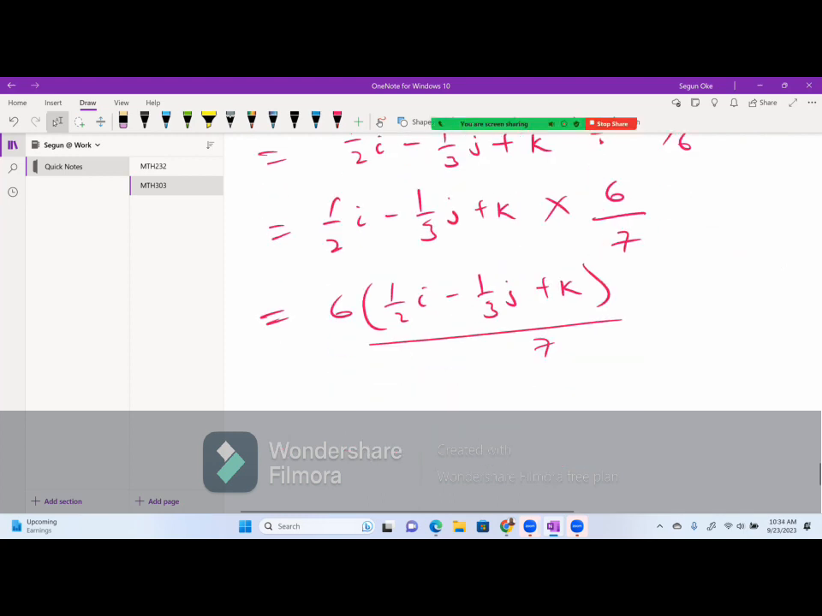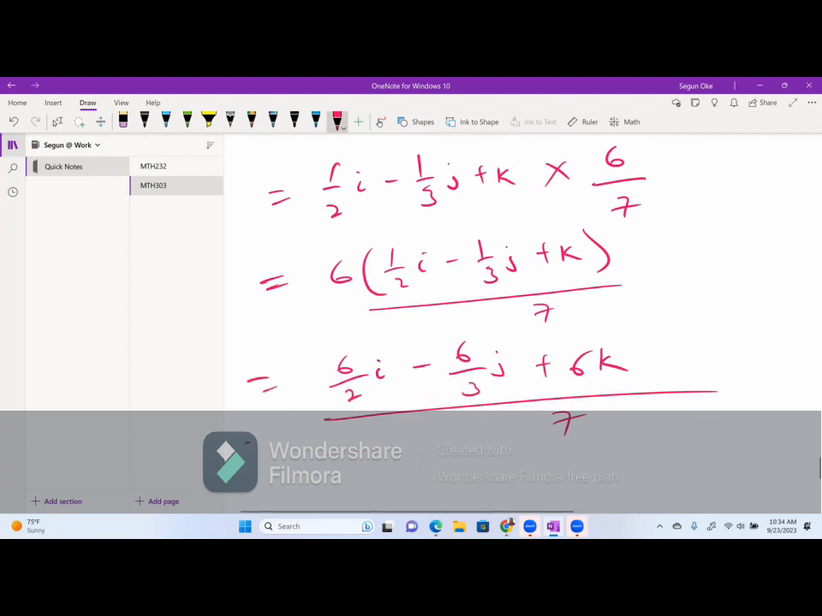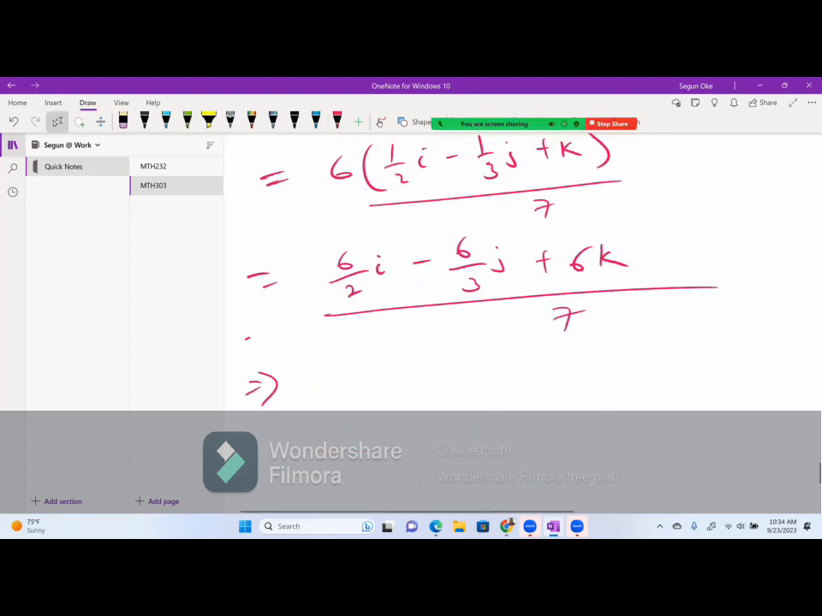So if I multiply what is inside by 6, what do I have? I will have 6 divided by 2 i minus 6 divided by 3 j plus 6k, everything divided by 7. Therefore, I'm going to have 3i minus 2j plus 6k, all divided by 7.